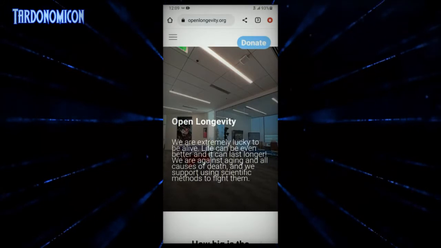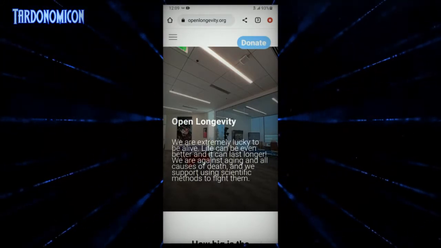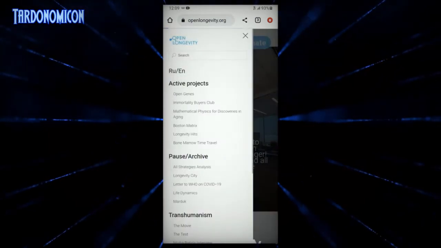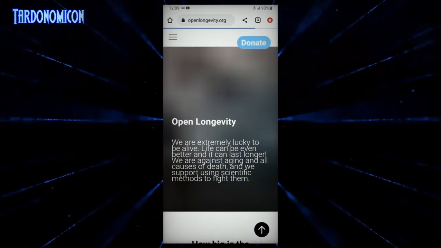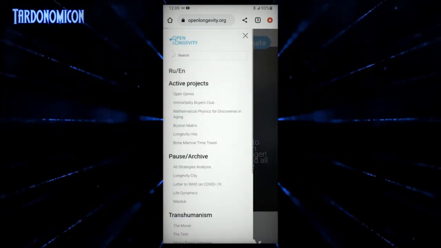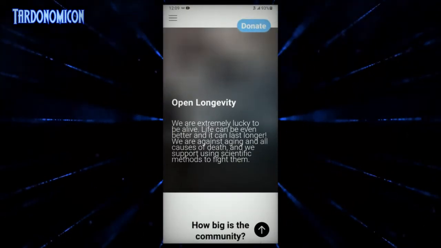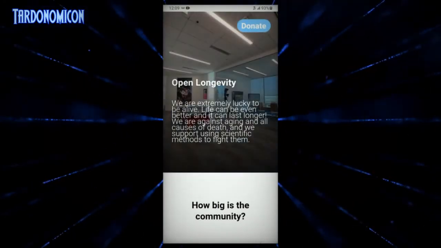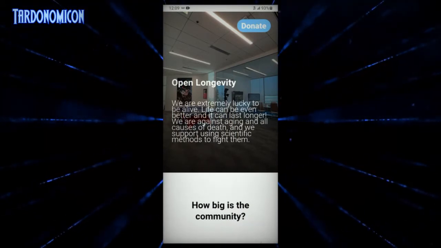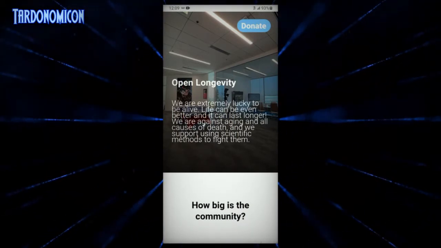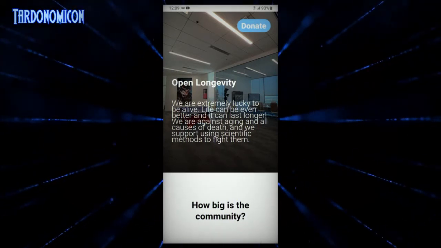So this is the Openlongevity website, and we're going to navigate this and see what's going on here. Okay, let's see. We're going to go about Open Genes. Okay, Openlongevity. We are extremely lucky to be alive. Life can be even better, and it can last longer. We are against aging and all causes of death, and we support using scientific methods to fight them.